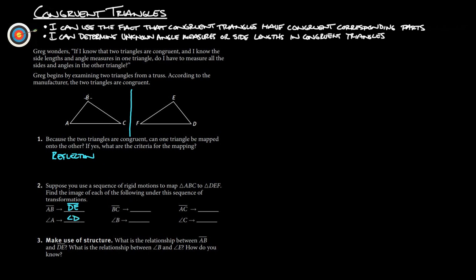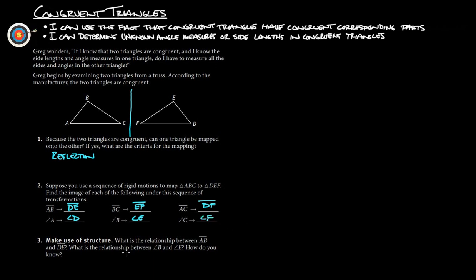Okay. BC reflects over this line to get to EF. Hopefully you can see this. Hopefully this makes okay sense here. And then angle B reflects over this line to turn into angle E. And then AC reflects over this line to get DF. And then angle C reflects over this line to get angle F.